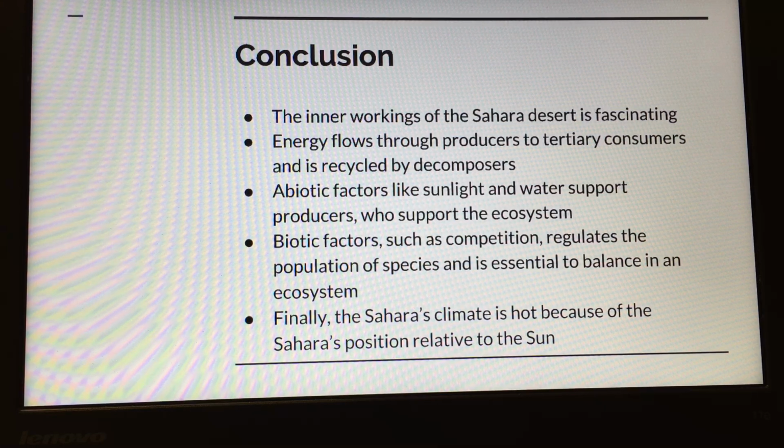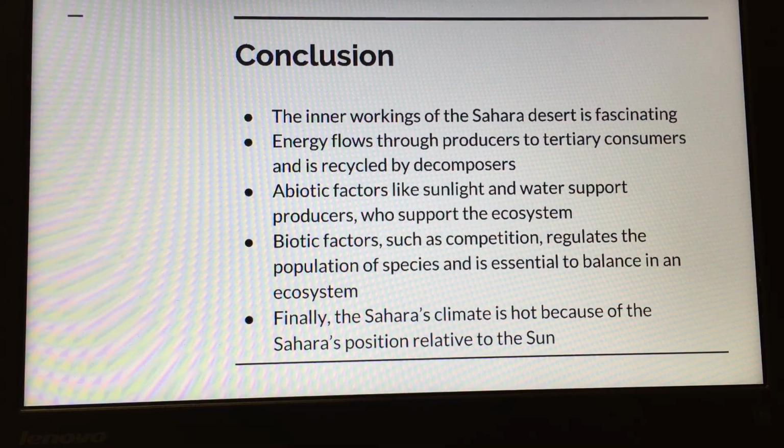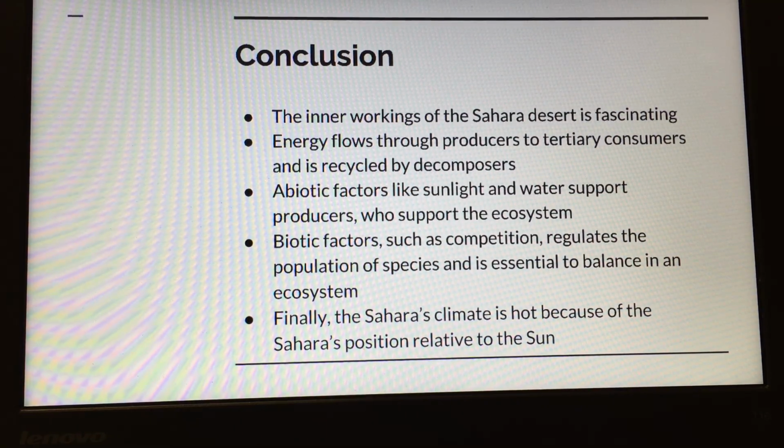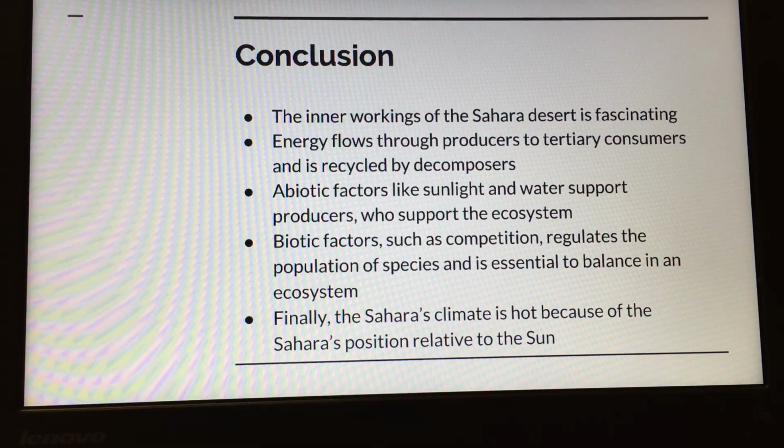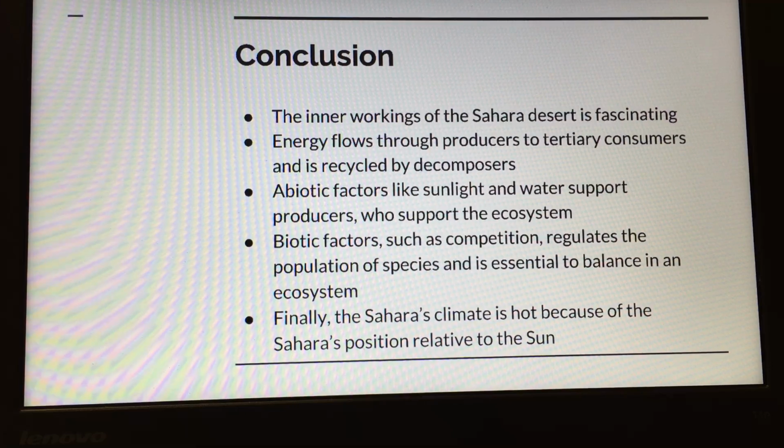So in conclusion, the inner workings of the Sahara Desert are very fascinating. Energy flows through producers to tertiary consumers and is recycled by decomposers, and abiotic factors such as sunlight and water support the producers who support the whole ecosystem. Biotic factors such as competition regulate the populations of species and are essential to balance in an ecosystem. Finally, the Sahara Desert's climate is hot because of the Sahara's position relative to the sun.